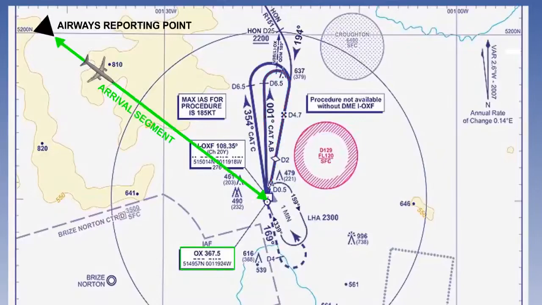As we look at the procedure turn, we need to define some terms, starting with the arrival segment. This refers to that part of the flight from the last airway reporting point to the initial approach fix, labelled IAF on the chart. If the aircraft is not coming from an airway, then it is that phase of flight approaching the initial approach fix.